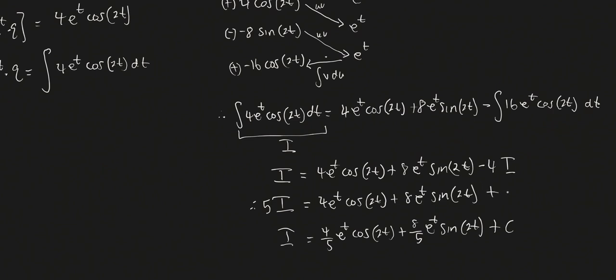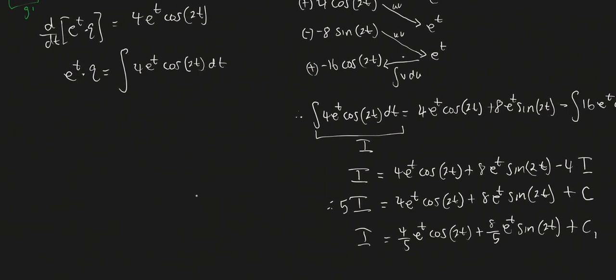Technically, I could put my plus c here once I've isolated the integral, but then this constant will be slightly different from this one, dividing by 5. So regardless of it, the important thing is we now know what this integral is. So the next step, so e to the t times q is equal to, so now I'm going to write this down.